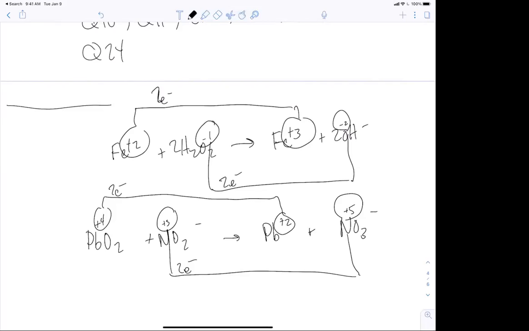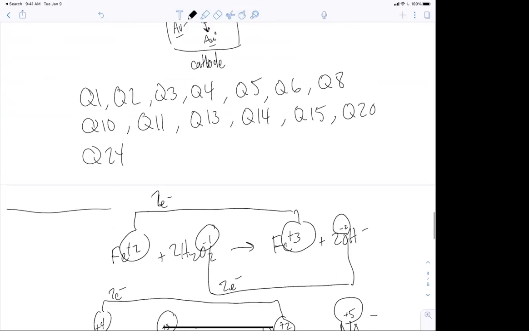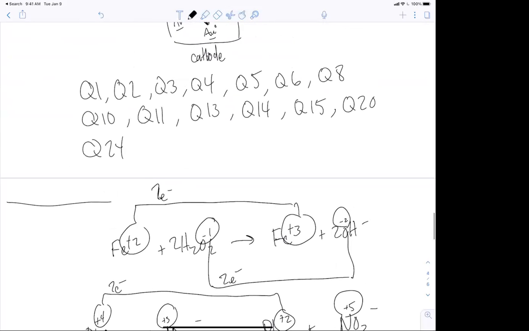Okay. So when we say we're balancing something in an acidic or a basic solution, why is it that we're basically saying if we're in a basic solution we can only react with either water or hydroxide, and if we're in acidic we can only react with water and hydrogen?